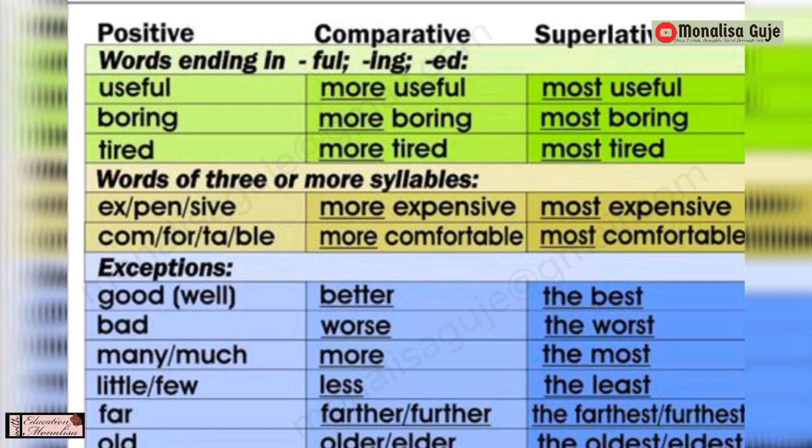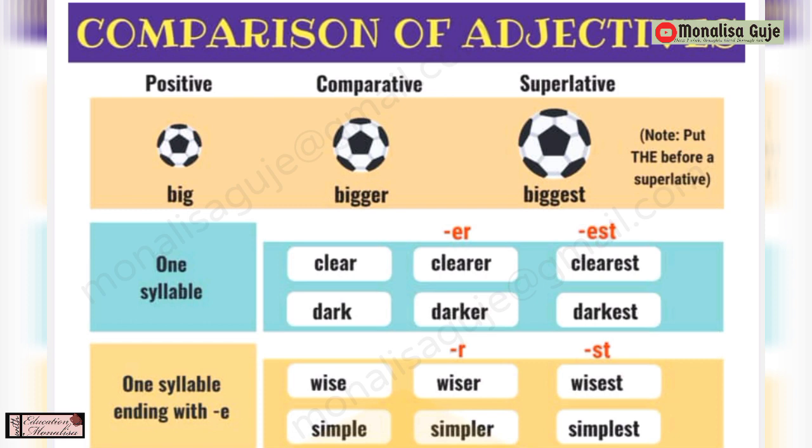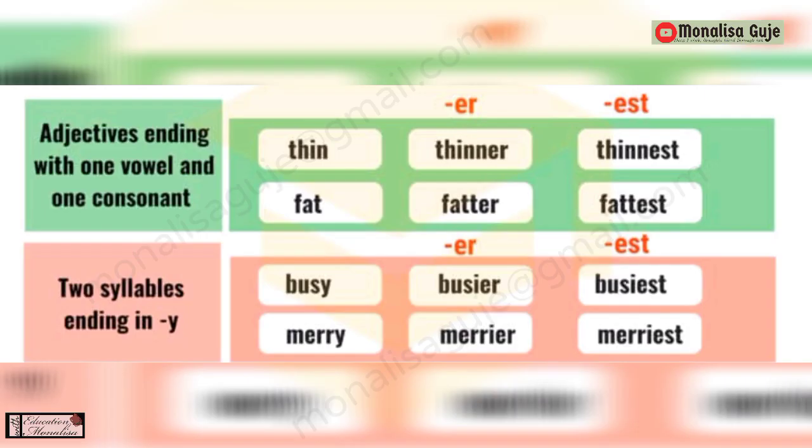We'll see some more examples. Positive degree, comparative and superlative. Big, bigger, biggest. As I said, when we talk about only one, it becomes big. Her house is big. My house is bigger than hers. She has the biggest house. So this way it is used. I hope you all are getting clear with it. Some more words. Wise, wiser, wisest. Thin, thinner, thinnest. Fat, fatter, fattest. Busy, busier, busiest. Merry, merrier, merriest.